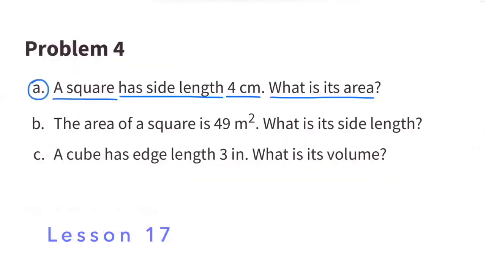Number 4. A. A square has a side length of 4 centimeters. What is its area?